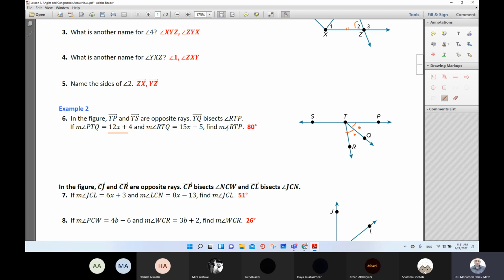So find the measure of RTB. The RTB means this angle plus this angle. So the measure of this angle, 12x plus 4, plus the measure of this angle will be 15x minus 5.